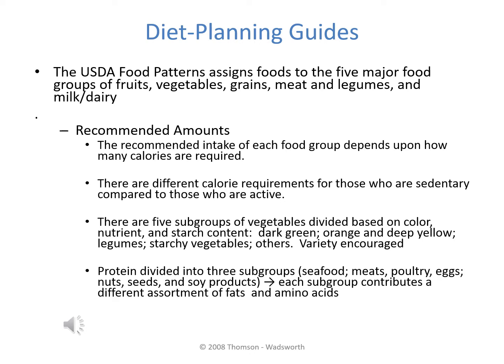So to get us started in the right direction as far as selecting appropriate foods, various health organizations have contributed to guidelines. One in particular is the USDA, or the U.S. Department of Agriculture, who has developed what are known as food patterns. These food patterns assign foods to, very simply, the 5 major food groups. These are fruits, vegetables, grains, meat and legumes, or the protein sources basically, as well as milk and dairy.